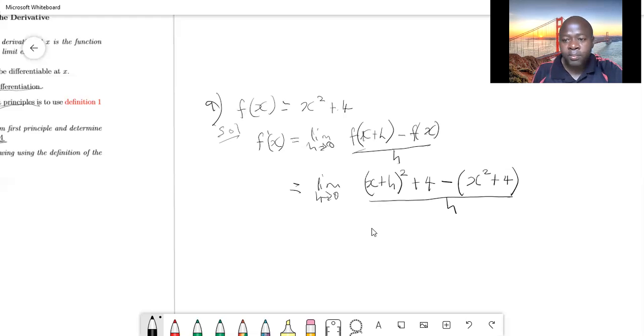So at this point you expand your numerator, and this would give us the limit as h tends to 0 of x squared plus 2xh, expanding this numerator, and then plus h squared plus 4, and then minus x squared minus 4, over h.